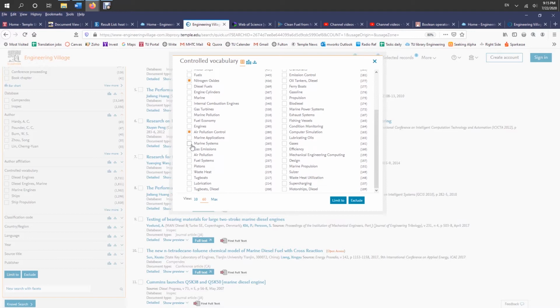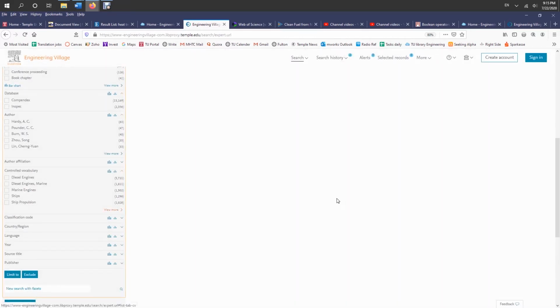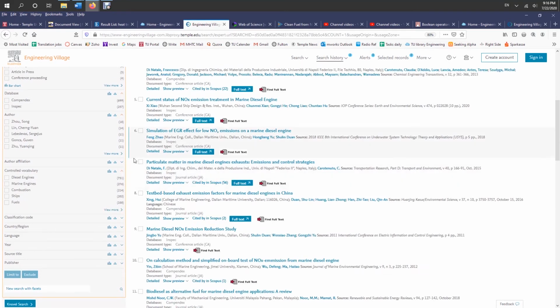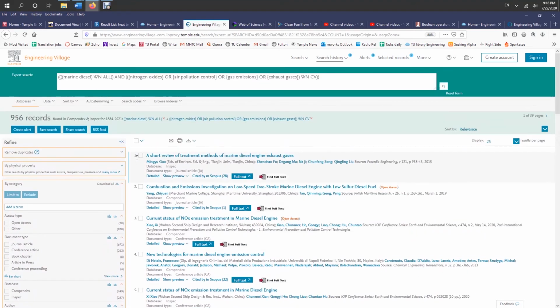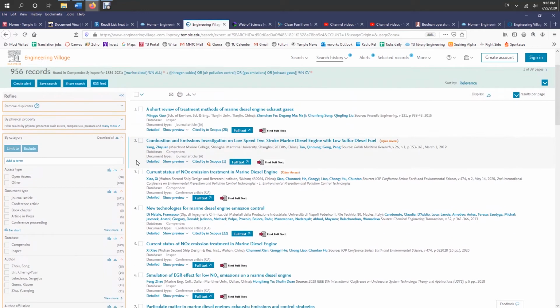Okay, gas emissions. And then we can click on either limit to or exclude. In this case, I'm going to limit to. And now all the results are limited to those terms specifically. And now we have 956 records.